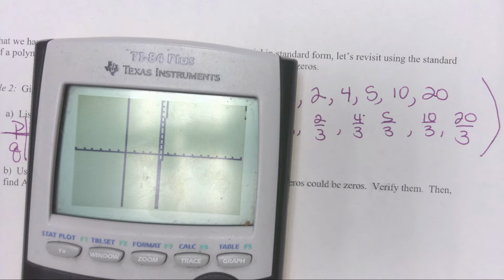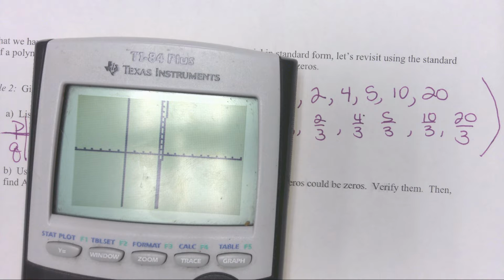What was the degree of my polynomial? 4. How many of those 4 zeros, because now I know there's 4 zeros, how many are real? 2, because there's 2 at the graph. That means I have 2 imaginaries. Those 2 reals and 2 imaginaries are your factors, 1, 2, 3, 4. Okay, so that's how we're going to factor.